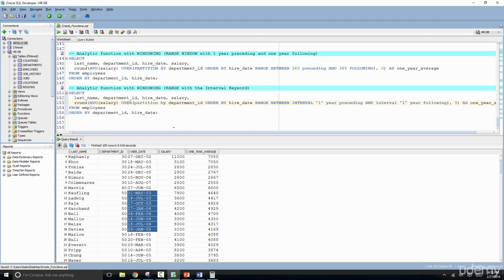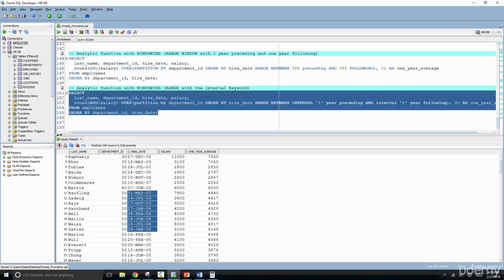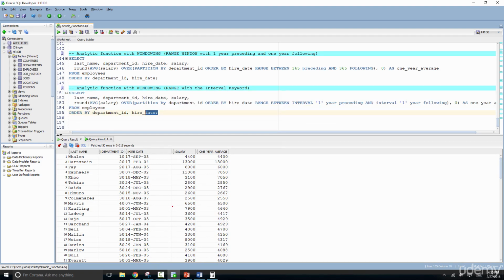Of course, as we mentioned, if you're not prepared to specify this range as days between and days after, you can always change this to interval 1 year preceding, interval 1 year following, and you see the results of interval 1 year preceding and 1 year following are the same as the results of between 365 preceding, 365 following. And if you did not want to specify years, you could actually say interval 1 month preceding, 1 year following. So you can mix and match these different specifications as you like.